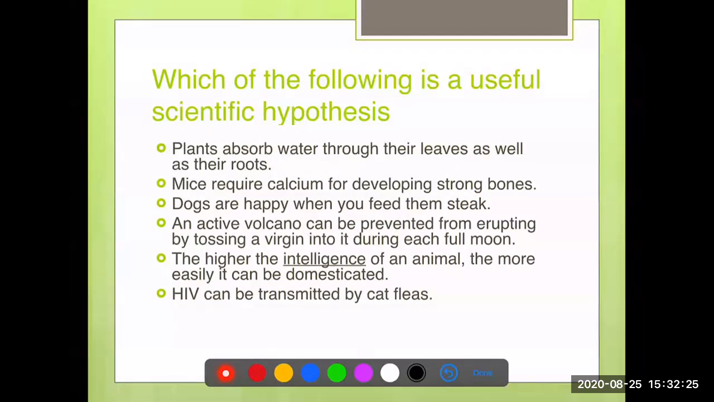The answer is actually interesting. The answer is that the majority of plants absorb water through their roots, not their leaves. In fact, you don't want to water leaves in many cases.